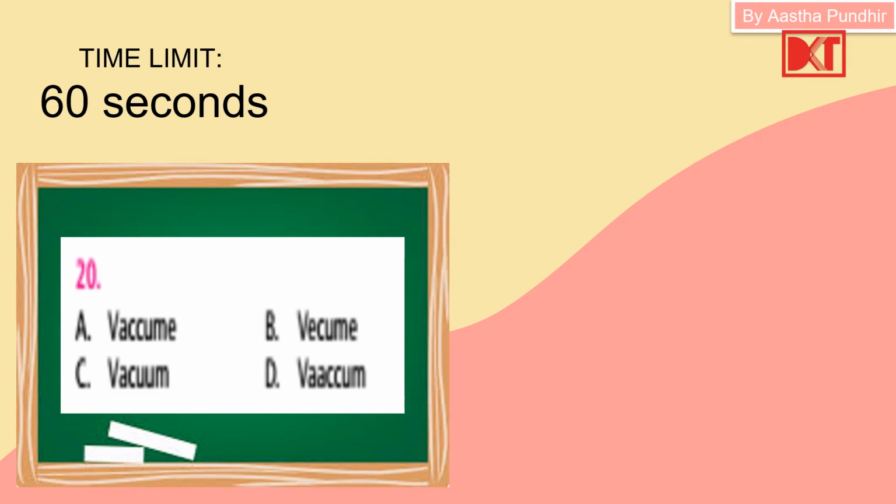Alright, now here we have the word vacuum. The correct spelling is that of V-A-C-U-U-M, vacuum. Now vacuum means something that is empty, like it doesn't have any matter left in it. That's vacuum.